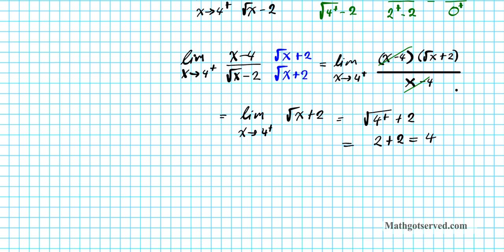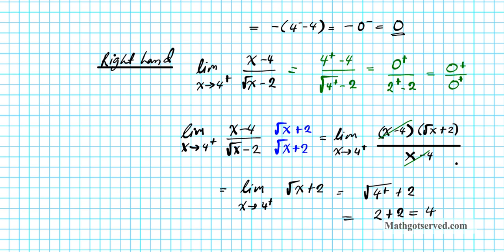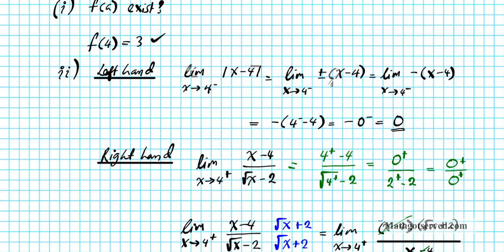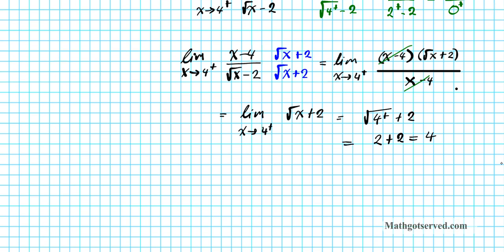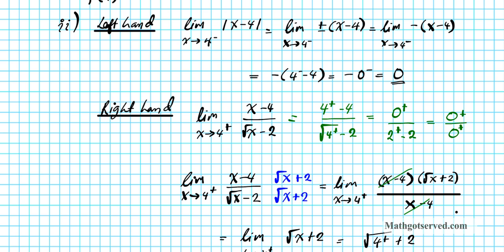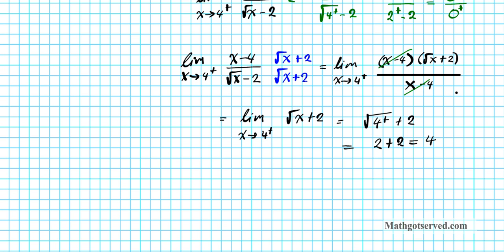So what can we say about the limit as x approaches 4 of f of x? Well, you notice that the left and right hand limits are different, so the limit does not exist. So it basically fails test 2, since the limit as x approaches 4 of f of x does not exist.